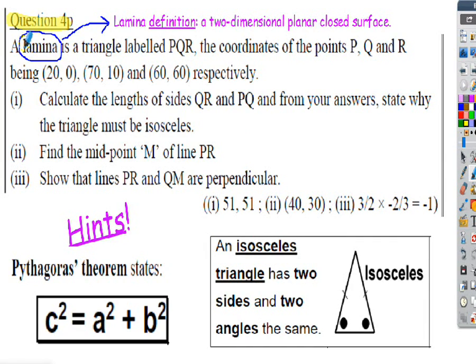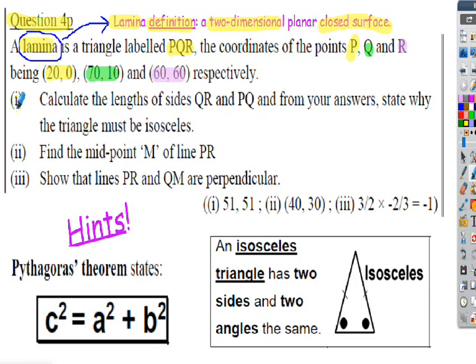The first thing, it states that a lamina is a triangle labelled PQR. So a lamina, definition shown here, is essentially a two-dimensional closed shape. So in our case it's a two-dimensional triangular shape. It's labelled PQR and we're given the coordinates of the points. So point P is (20, 0), read it as x, y. Point Q is (7, 10), again read that as x, y. And point R is (60, 60), again read that x, y.